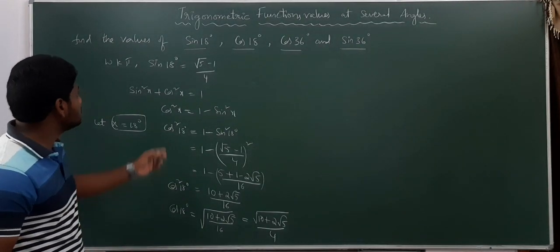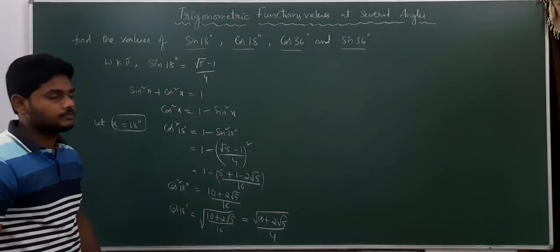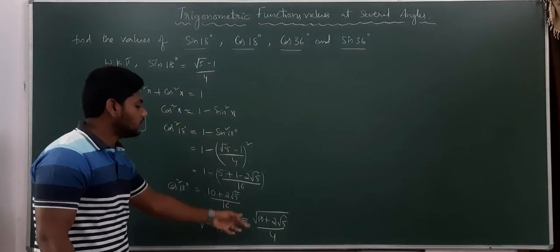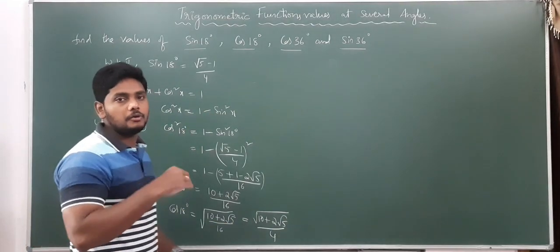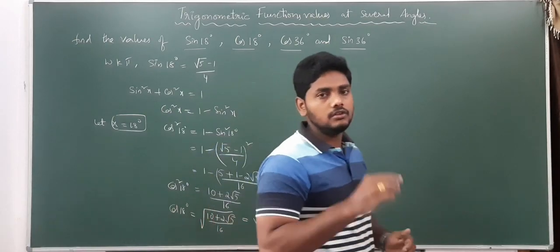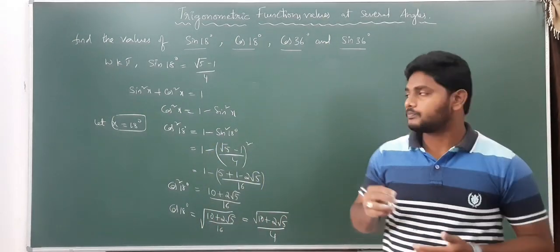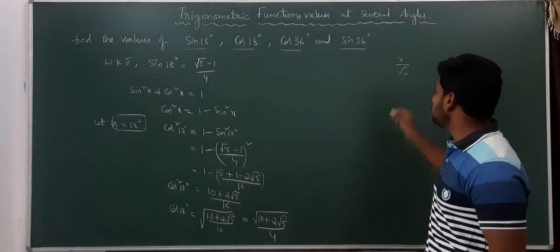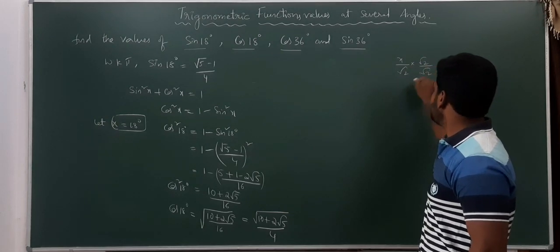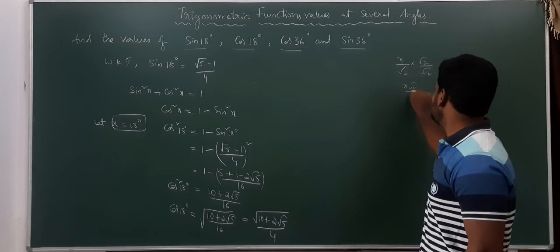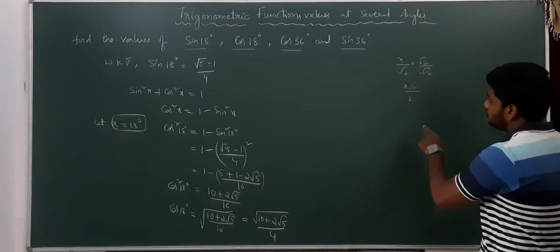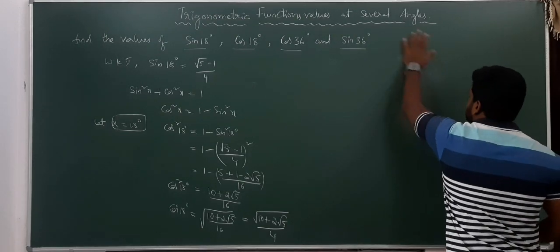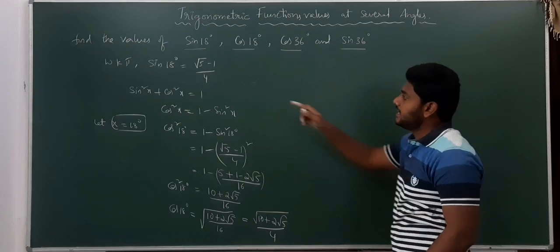See students, now what we got is sin 18 degrees and cos 18 degrees. If you know sin 18 and cos 18, what is the value of tan 18? Sin by cos, you will get tan. But whenever a root is there in the denominator, in order to remove it, what do you need to do? For example, if you got x by root 2, to eliminate the root in the denominator, you multiply and divide by that same value, root 2 by root 2. Here you will get x root 2 by 2. So to eliminate the root in the denominator, you multiply and divide by what was there in that denominator.